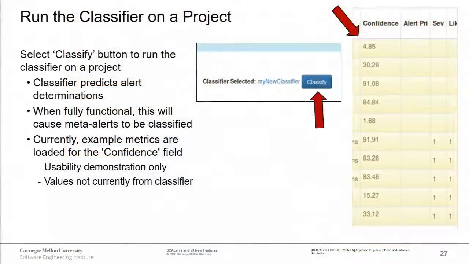Running the classifier results in the figure shown on the right, where the confidence column from that alert list gets filled in, including with the example metrics.